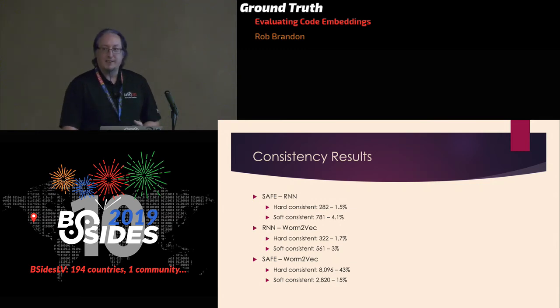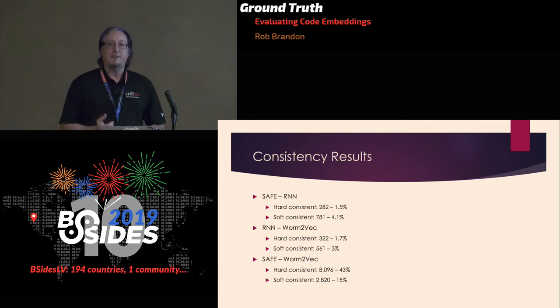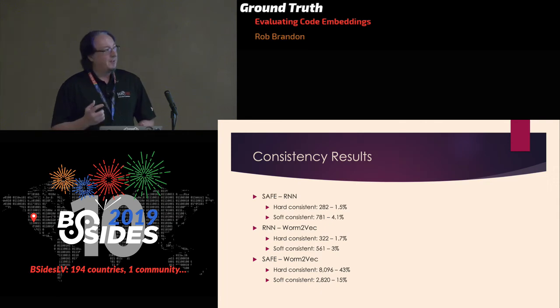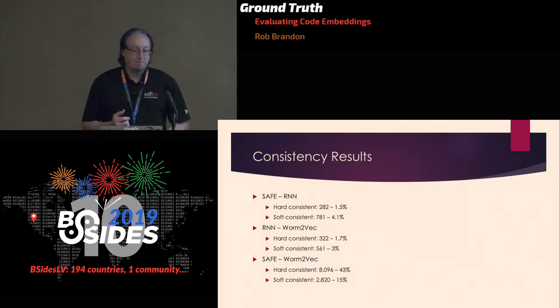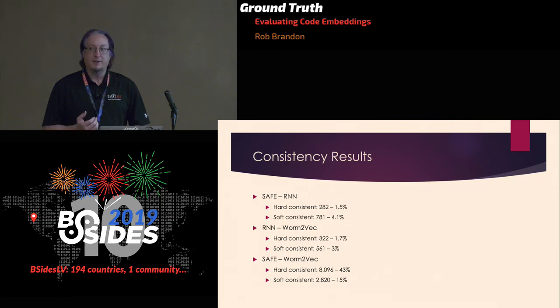And actually, I got some really good numbers on that. You'll notice the consistency between the RNN methodology and worm2vec was basically non-existent. It showed that there is no consistency there, but there was a very remarkable amount of consistency between the worm2vec method and the SAFE method. To the order of 43% of the functions had hard consistency. And then even with 10, which is honestly kind of a small number for n for the soft consistency, that still brought it up to about 68% consistent functions from one data set to another.